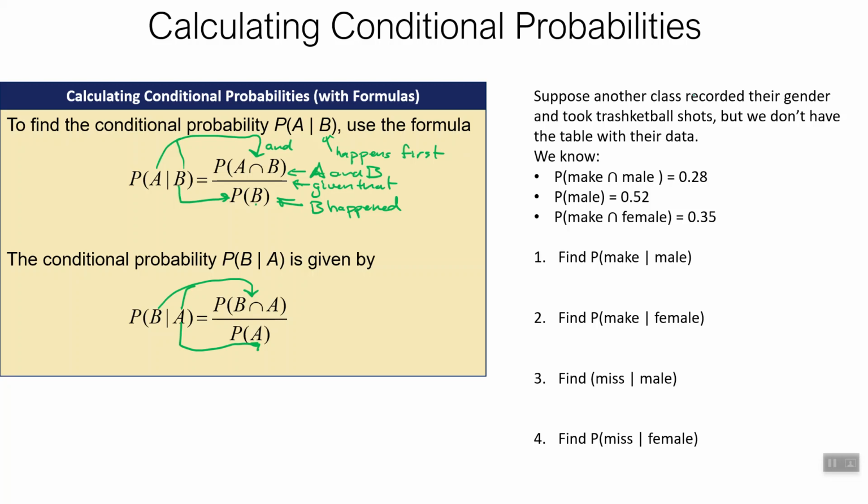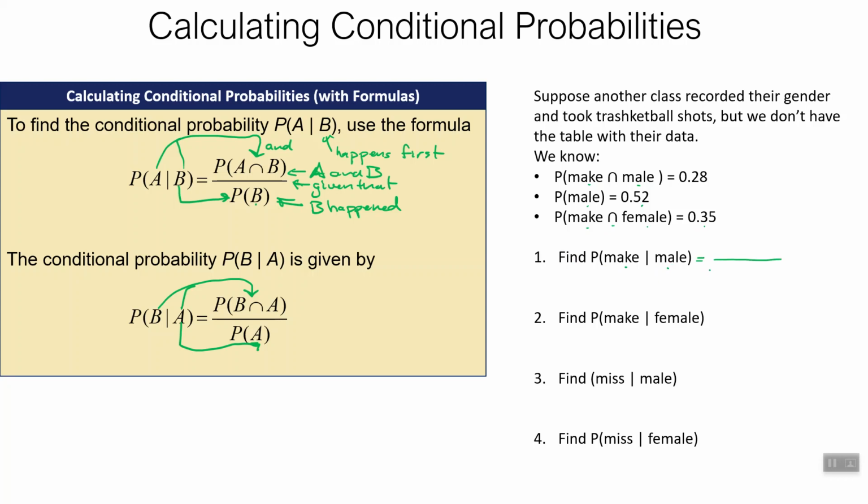Suppose another class recorded their gender and took trash ball shots, but we don't have the table with their data. I just have some probabilities. We know that the probability of making and being male is 0.28, and that's out of everybody. Probability of just being male is 0.52. Probability of making and being female is 0.35. What's the probability of making given that they were male?